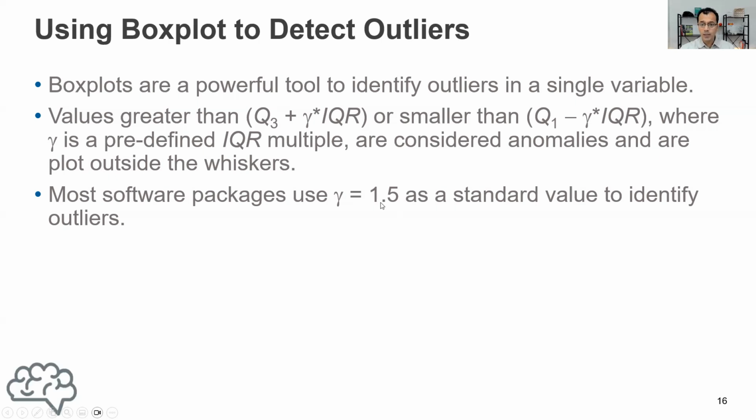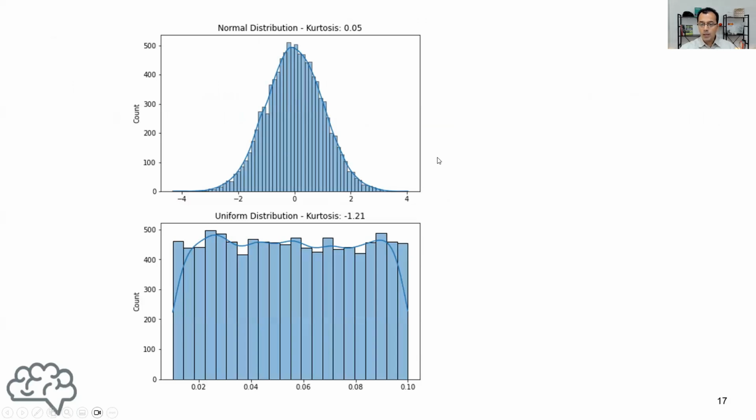So this means that any value that is greater than Q3 plus 1.5 times the interquartile range is considered an outlier. And any value that is less than Q1 minus 1.5 times the interquartile range is considered an outlier. All right, so let's make a parallel between the histograms that we've seen before and the box plots.